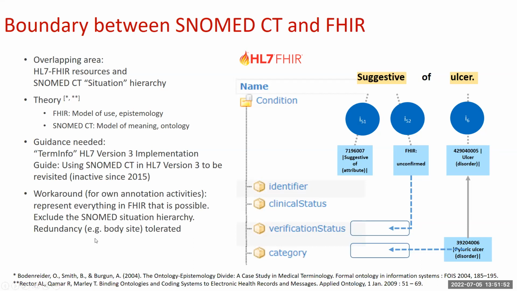Yeah, so this is just what I said, our workaround: represent everything in FHIR that is possible, exclude this SNOMED situation hierarchy and certain redundancy, for instance, body side, which is also a slot here. Of course you can express it in SNOMED, often it's already included in the finding disorder concept. But here, some kind of redundancy wouldn't do any harm.